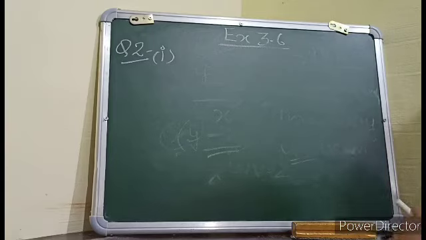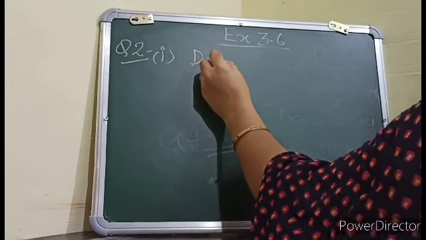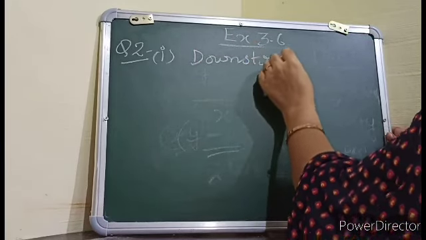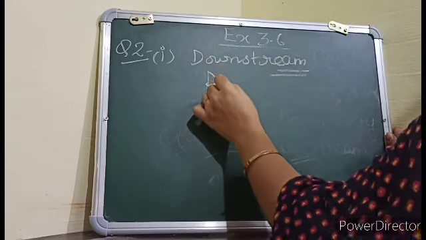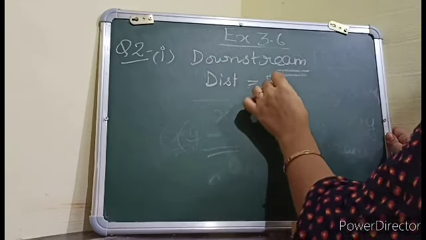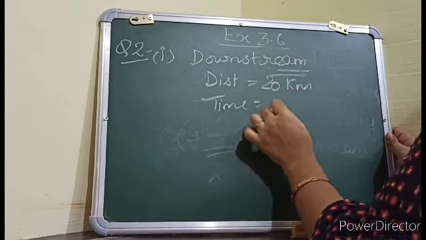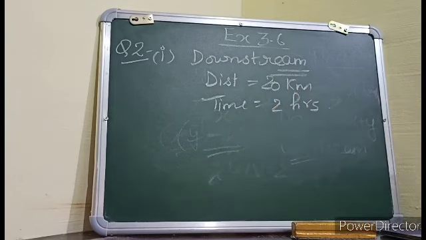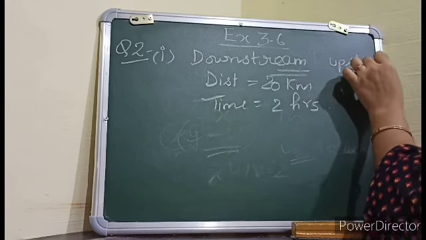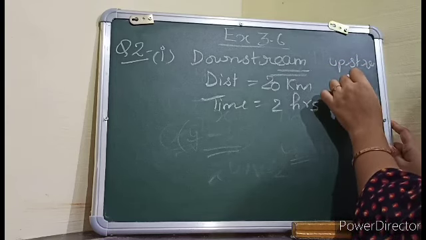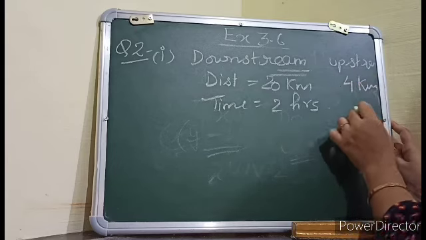So here it has been given that the downstream distance traveled is 20 km and the time is 2 hours. Okay, and similarly for upstream they have given us the upstream distance is 4 km and the time is 2 hours.